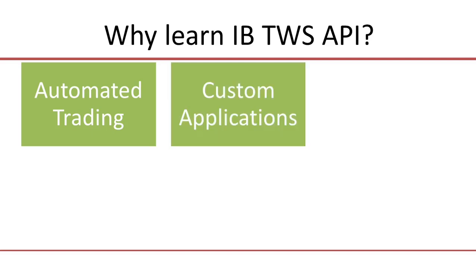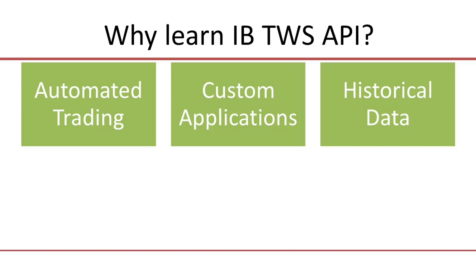Next, you can build custom applications. An example of a custom application could be an application that scans the market every 5 minutes and then returns a list of stocks that have made a new high or a new low for the day. Another example could be an application that rebalances a delta neutral portfolio after every 30 minutes.